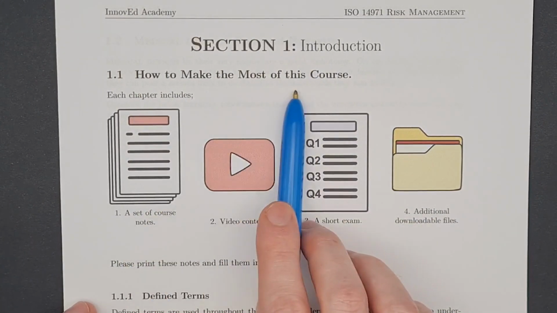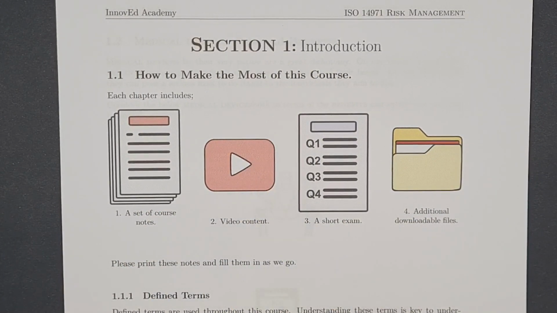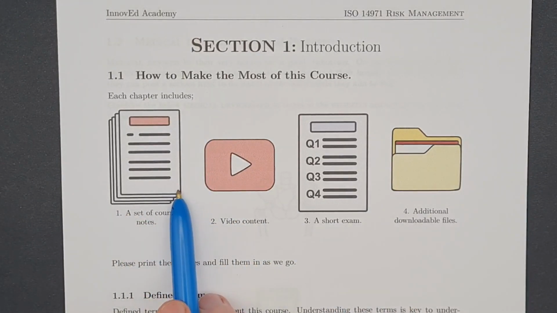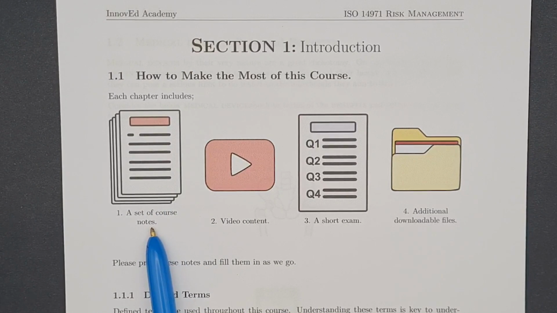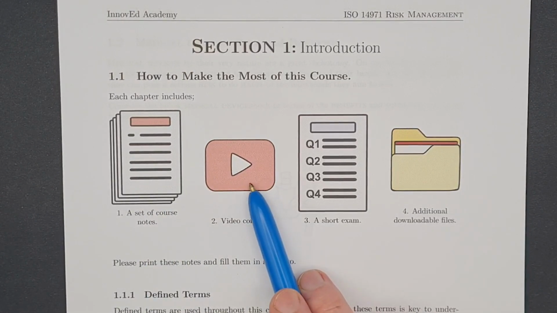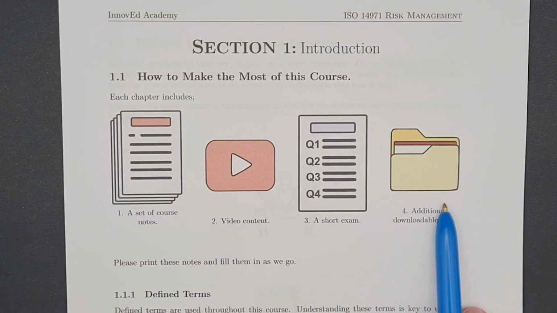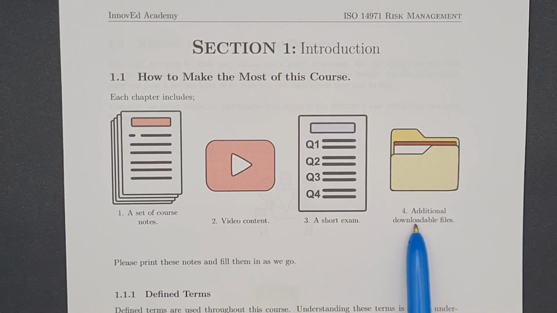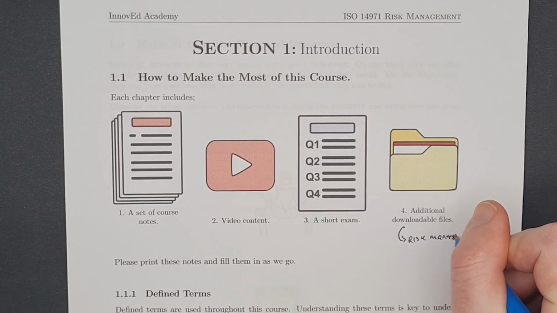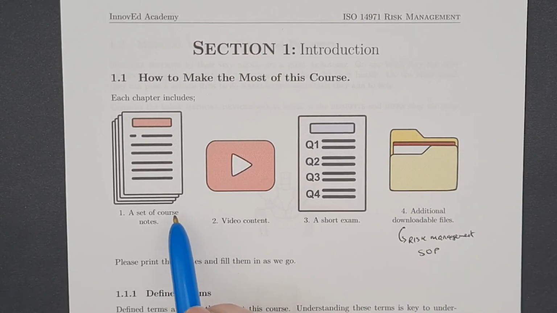And the first thing that we're going to discuss is how exactly do we make the most out of this course. The content in this course is broken up into 4 different types. So there's this set of course notes that you can download from the additional resources. There's of course the video content, which is the bulk of it, like this video you're watching here. The videos are intertwined with short exam questions, and then there will be one additional downloadable file, and that will be the risk management standard of operating procedure, just SOP for short.